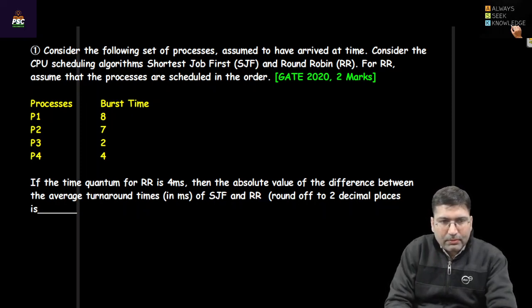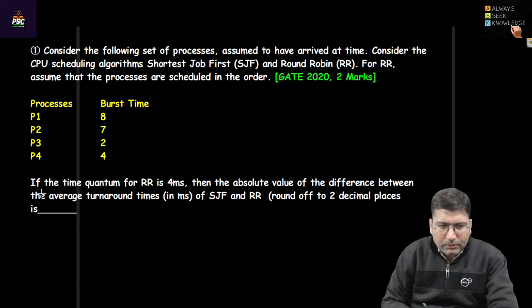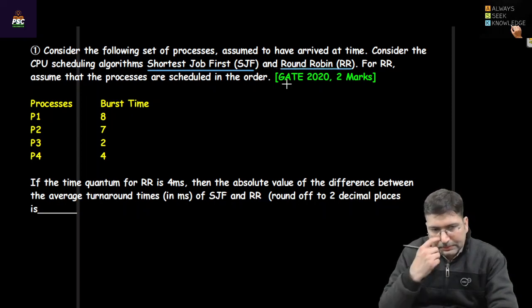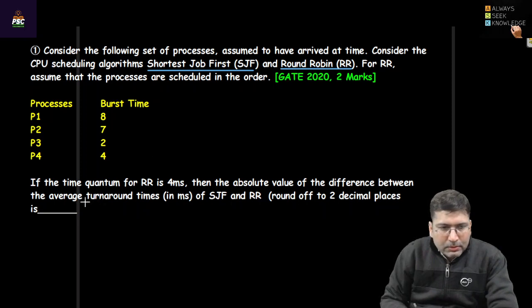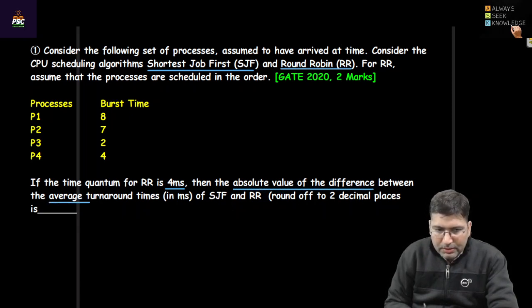What is given here? Let's look at it carefully. There are 4 processes given. The burst time is also given. Now what they are asking is, we need to apply 2 algorithms: shortest job first and round robin. Then the time quantum for round robin is given as 4 milliseconds. And we need to find the absolute value difference between the average turnaround time of SJF and RR.